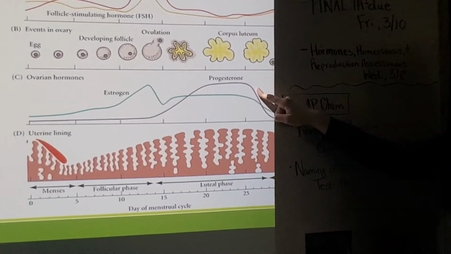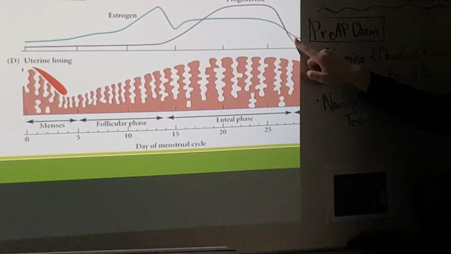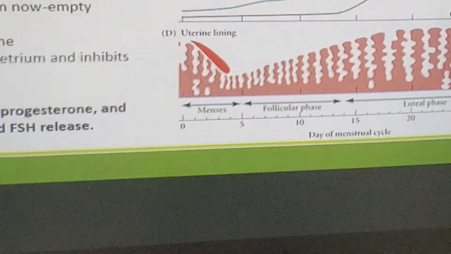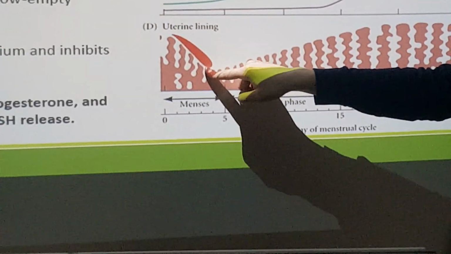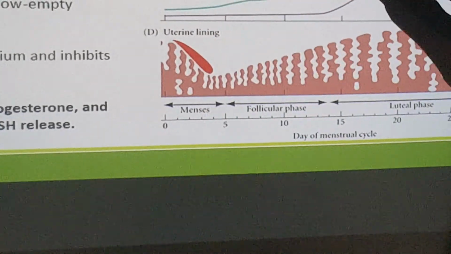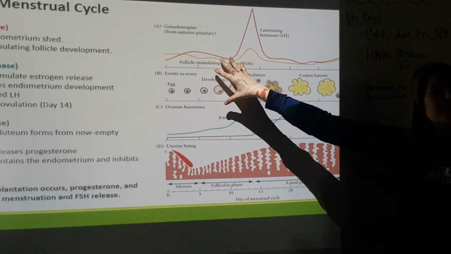Progesterone levels drop off. At this point, FSH is no longer inhibited. The cycle starts all over again. So progesterone levels drop, menses happens, a period, and then FSH comes back because it is no longer being inhibited by progesterone. And that is the menstrual cycle.